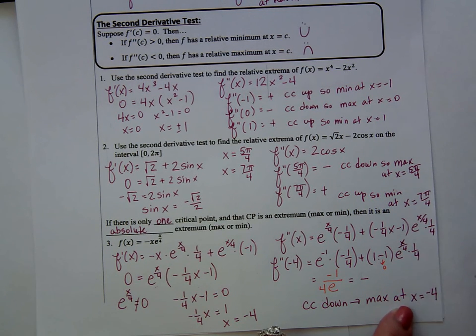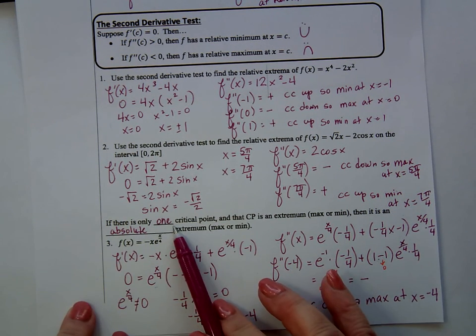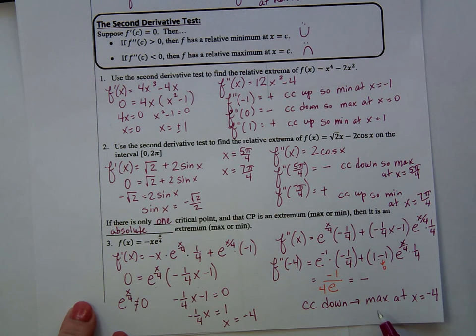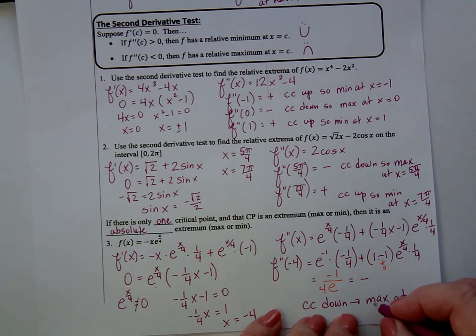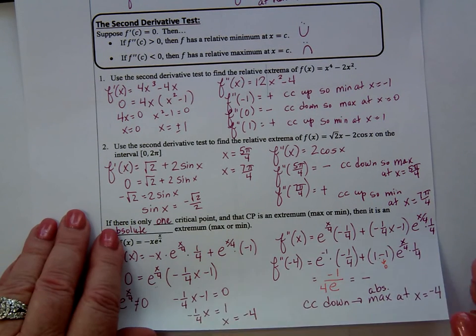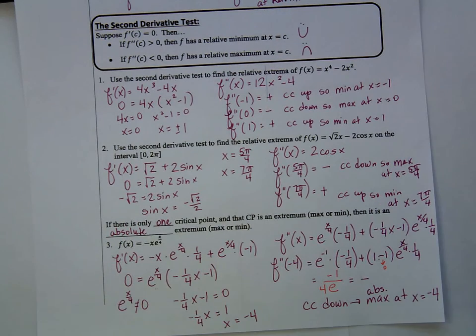Now, the whole thing he wrote about right here is because you have one critical point, and that one critical point is your maximum. If that one critical point is your maximum, it's no longer just the relative maximum, it's the absolute maximum, because he's the only guy. He's the only one. And there you go. Those are the examples for this section.